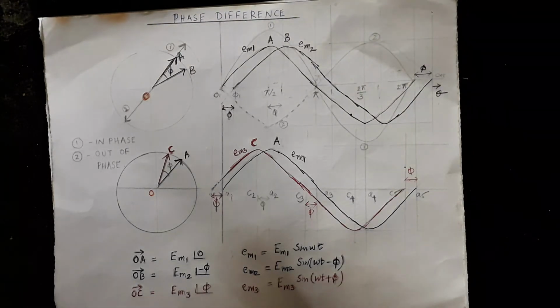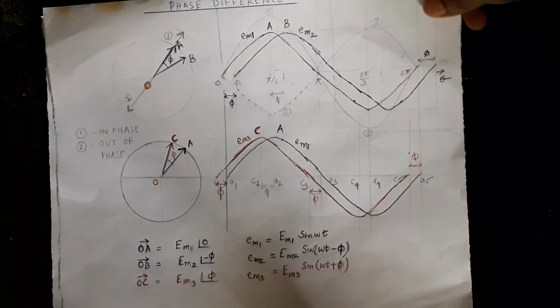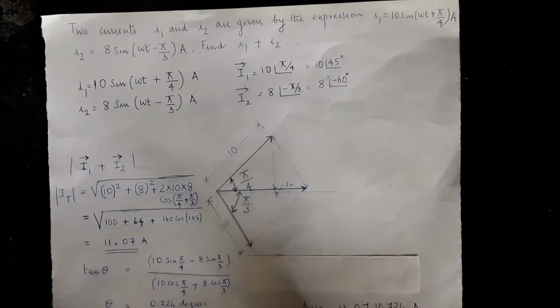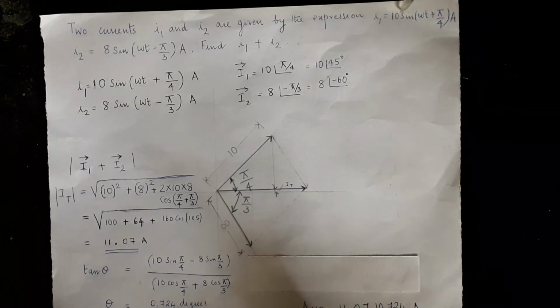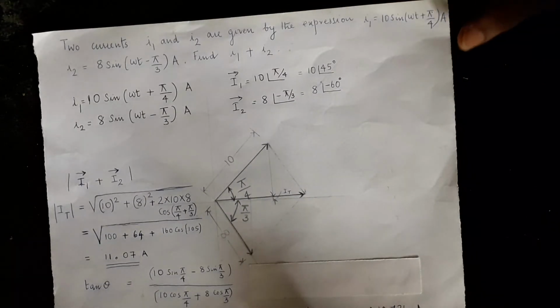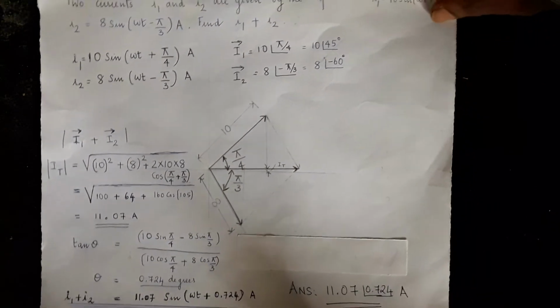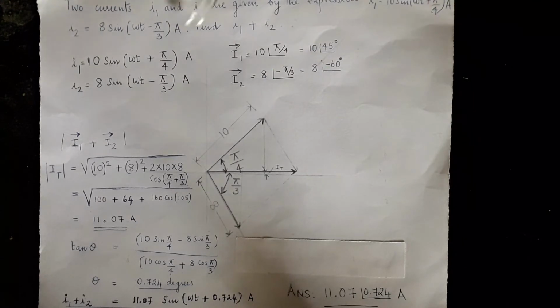Now we will see the calculation of currents using a problem. Here two currents are given, I1 and I2. I1 equal to 10 sin(omega t plus pi by 4) ampere. I2 equal to 8 sin(omega t minus pi by 3) ampere. Find I1 plus I2.